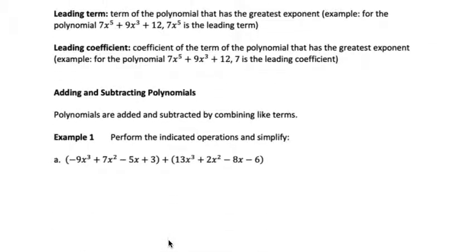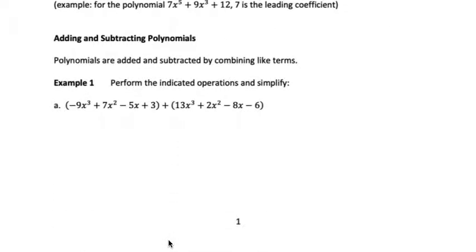Next, we're going to talk about adding and subtracting polynomials. We add and subtract polynomials by combining like terms. So they're usually grouped by parentheses, but the parentheses are just grouping them together. Everything here is just added and subtracted. And so when we combine like terms, we make sure that we're combining things when they have the same variables and the same exponents, as we talked about earlier.